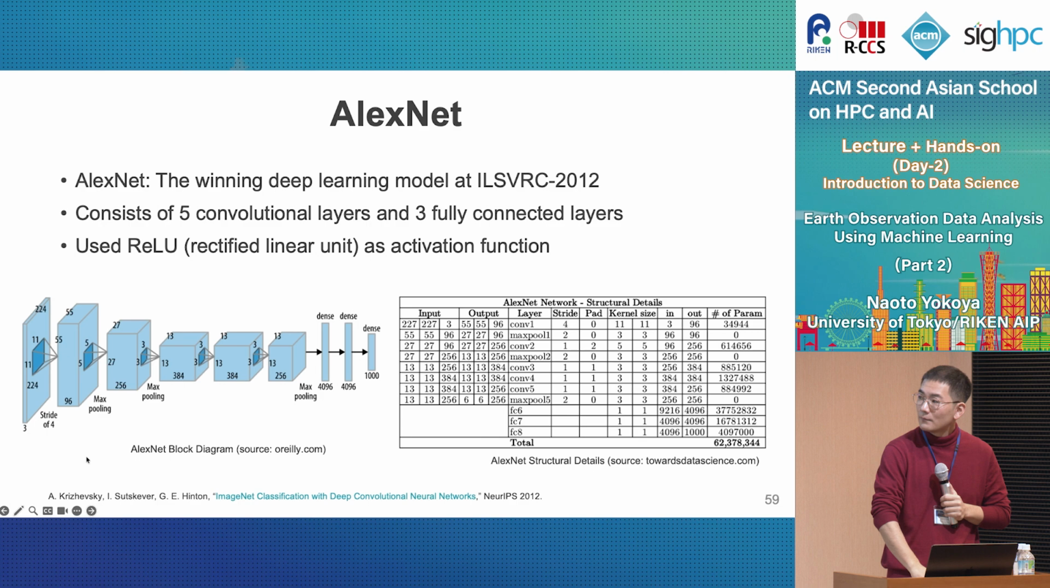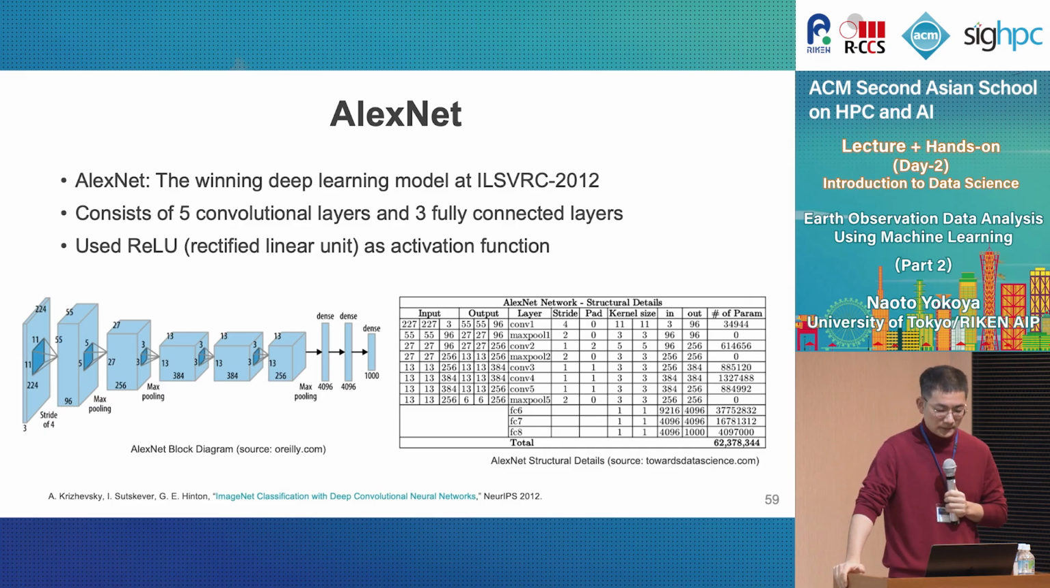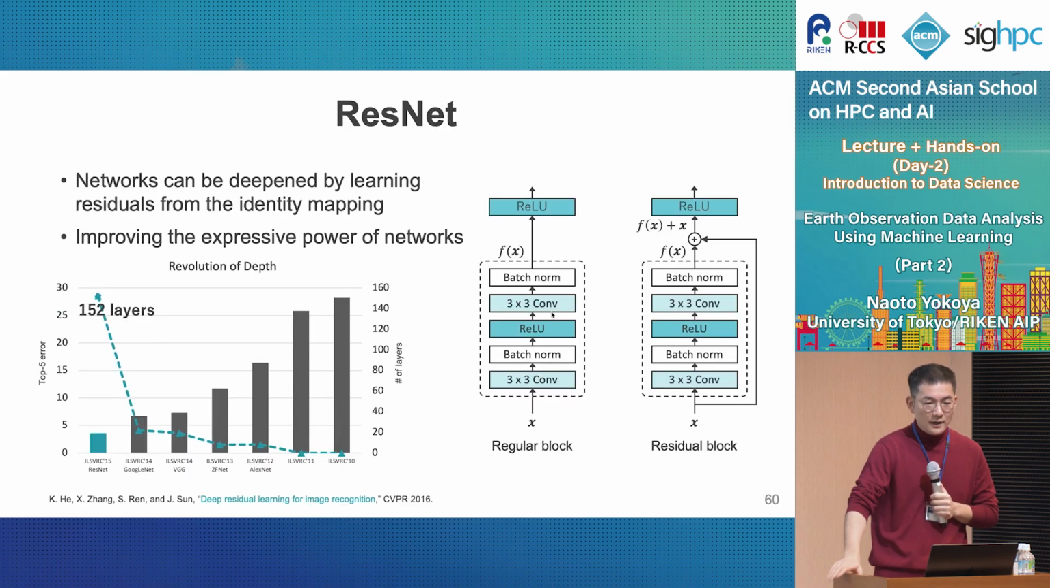People were like, oh, this model could be trained, and it performed very well, with a very large difference between the first place team and the second place team. This table shows the structure details, so I hope now you can understand what is stride, padding, kernel size, input feature channels, output feature channels, and number of parameters. So people were aware that if we can make it deeper, performance should be better.